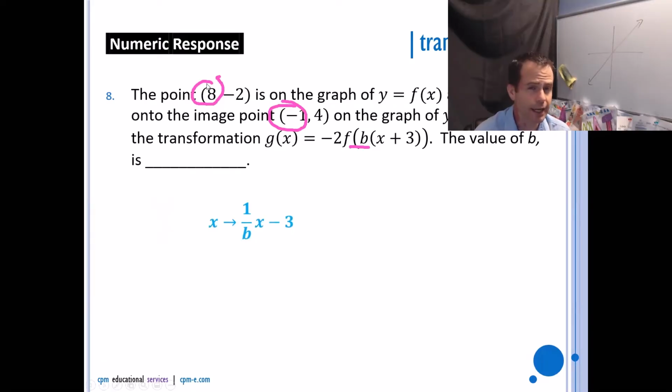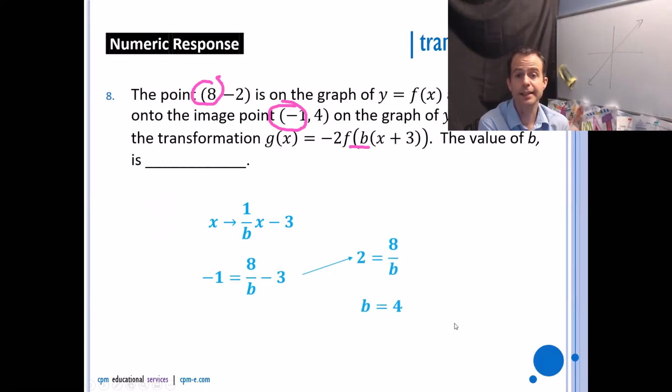So I set up a little equation where I know that if I stick my original 8 value into here, and I multiply it by 1 over b, and I subtract 3, I should end up with the new x value, which is -1. Well, that's just an equation I can solve for b now. So now I'll add 3 to both sides, and b ends up being 4.